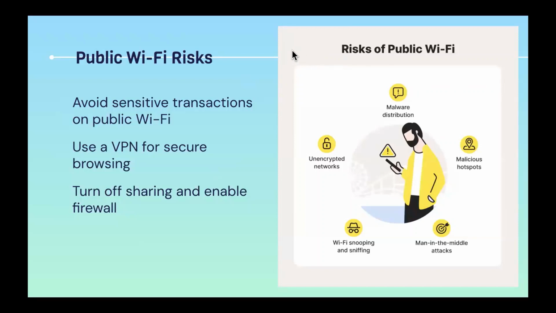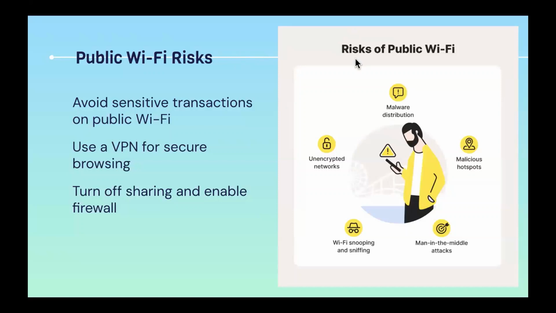You can actually use a VPN for secure browsing because, again, your information will be encrypted and nobody else will be able to intercept it. But just make sure you're not doing online banking or sharing passwords or sending any confidential information, because there is a risk of people hacking into your device when you're on a public Wi-Fi network. And also turn off sharing and enable your firewall to put up that extra layer of protection to prevent anything from passing through and getting to your device.